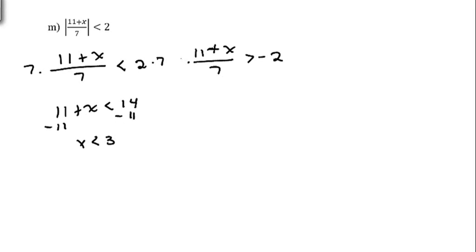Here, do the same thing. Multiply by 7 on both sides. We get 11 plus x is greater than negative 14, and then subtract 11. And that gives us x is greater than negative 25.